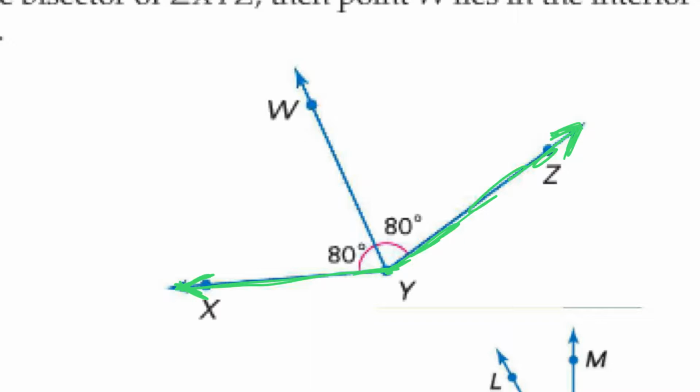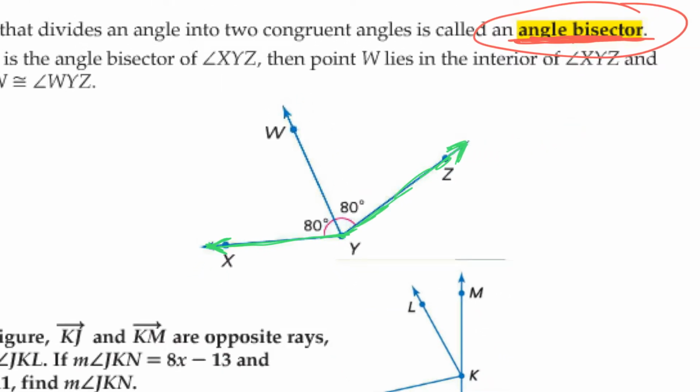What is cutting that angle in half? W. Okay, it's not just a point. That's right, it's a ray. So what ray is cutting that angle in half? W is just a point. Ray WY. Okay, good. So somebody else tell me, what ray is cutting that green angle in half? Good, it is ray YW, okay?